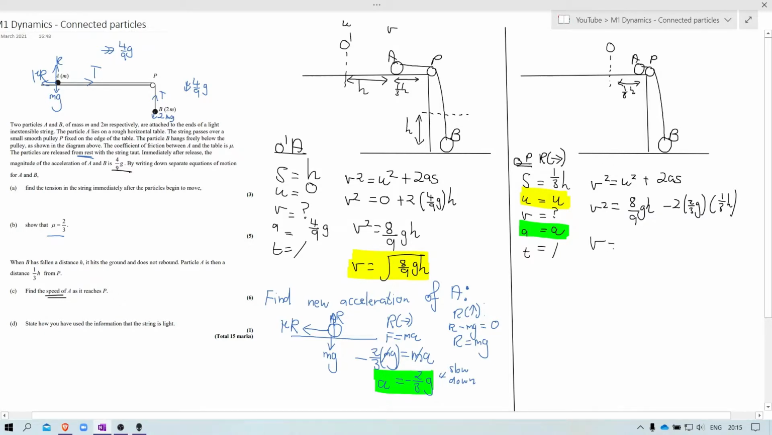Okay, and then do some maths. We're going to do some basic algebra to simplify this equation. That's minus 4 over 9 gh. We're going to take away these fractions. They have a common denominator of 9. So that's 4 over 9 gh. And then square root both sides, and you get 2/3 square root gh.